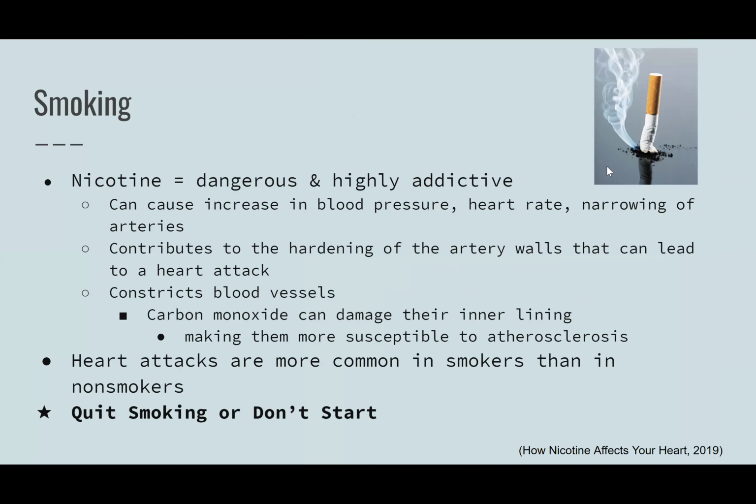Another risk factor is smoking. Smoking includes nicotine, which is dangerous and highly addictive. It can cause increases in blood pressure, heart rate, and narrowing of the arteries. It contributes to the hardening of the artery walls that can help lead to a heart attack.